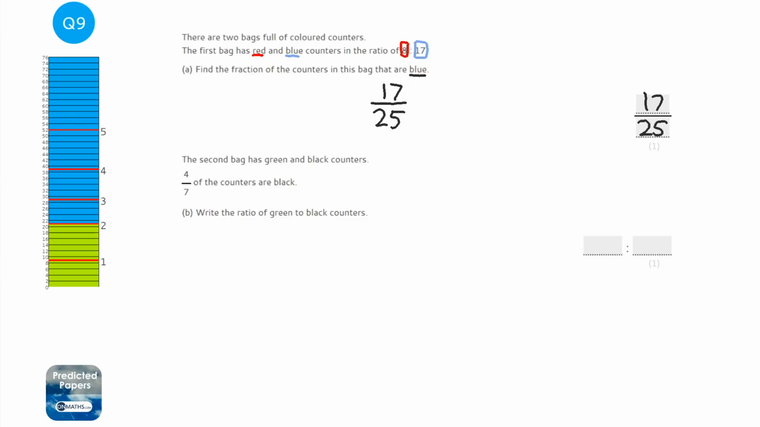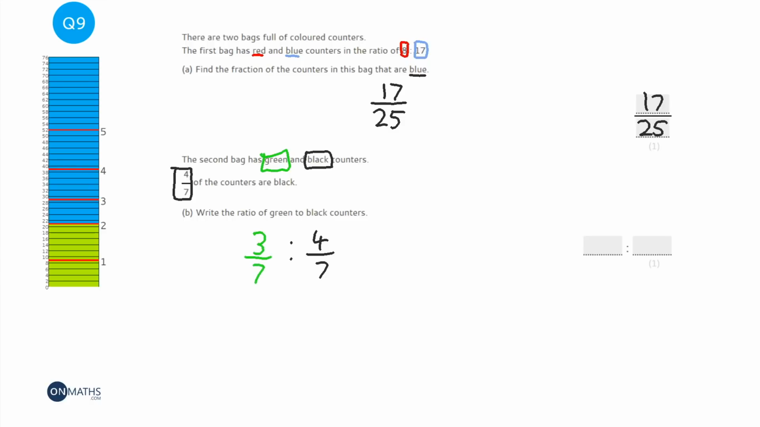Okay, the next one asks us to work the other way. So we've got green to black counters, and there's that fraction that are black. So there's a couple of ways of doing this. I could write down them as fractions actually, so why don't I try that? So we know that there are 4/7 that are black, and we know that there are only green and black, so there must be 3/7 that are green, because it has to add up to 7 over 7, which is 1.